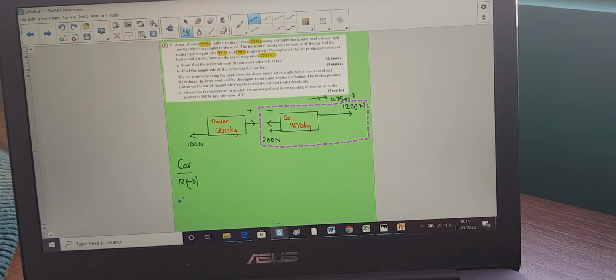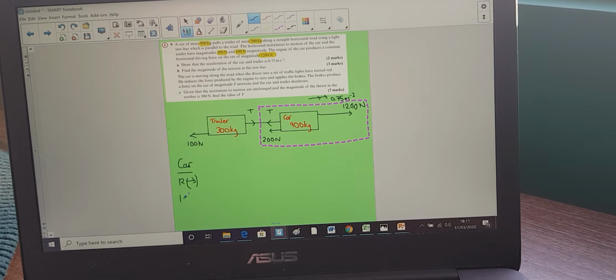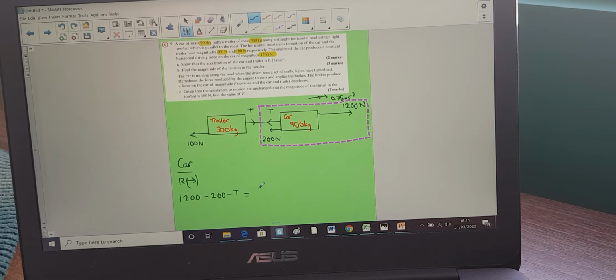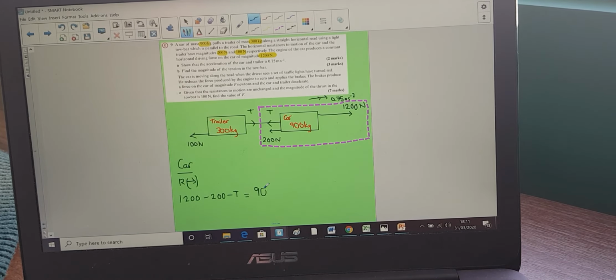Okay, so calling that the positive direction, I've got 1,200. What's acting against it? Well, both 200 and T is also acting in that direction, isn't it? So minus T. This is the resultant force, the F. So F, the resultant force, is equal to mass. If I'm looking at the car, it's just the mass, which is 900, times the acceleration, which I worked out a second ago, 0.75.